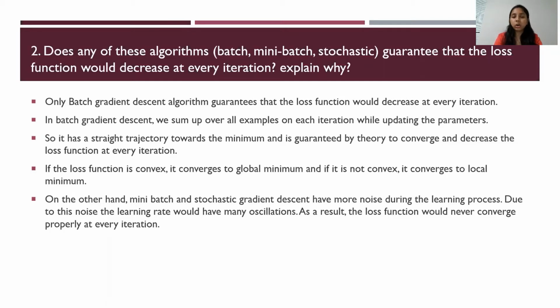If the loss function is convex, it converges to the global minimum, and if it is not convex, it converges to a local minimum. On the other hand, the mini batch and stochastic gradient descent have more noise during the learning process. Due to the noise, the learning would have many oscillations, and because of those oscillations, the loss function would not decrease at every iteration.